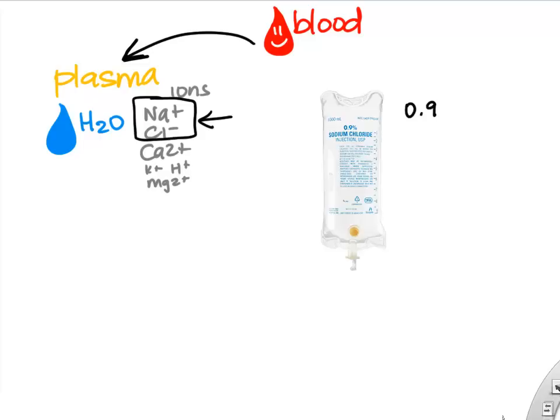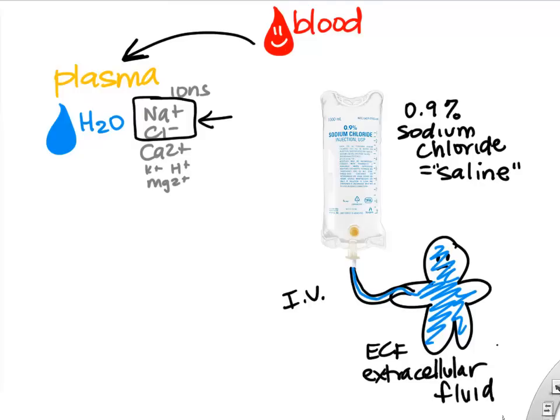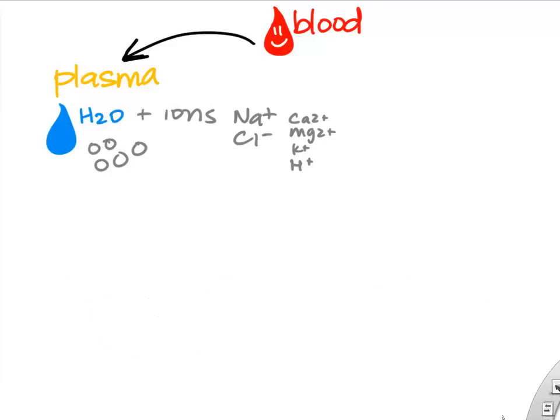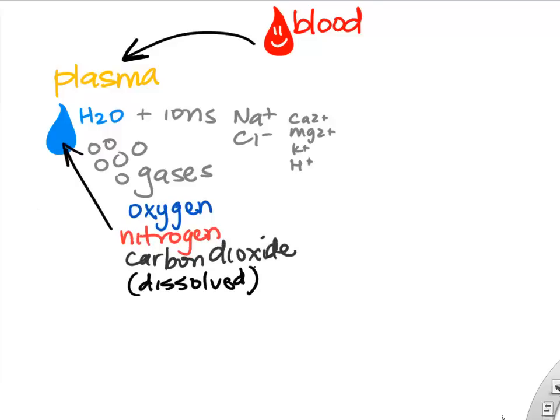So basically, the most basic component of plasma is saline, or sodium chloride, and if you put in 0.9%, that's basically the exact mix of water and sodium and chloride in your body, in your extracellular fluid, and in your plasma. So again, don't forget, in our extracellular fluid we have more sodium and more chloride than inside our cells. We also have dissolved gases in our plasma like oxygen and nitrogen and carbon dioxide. Those are dissolved gases we find in the plasma and in the blood as well.